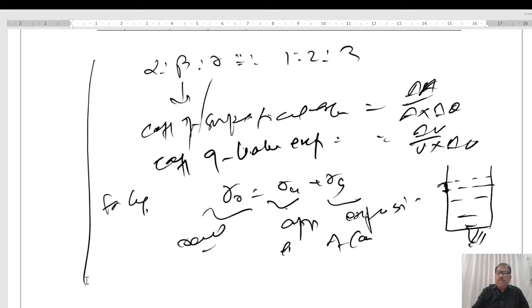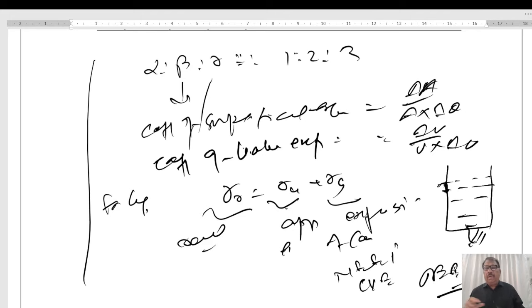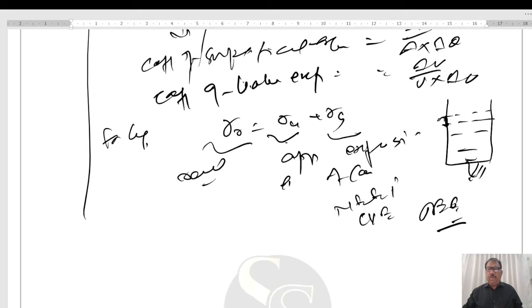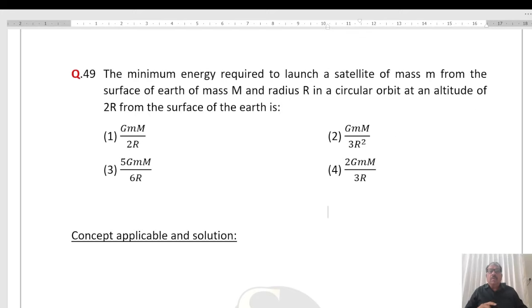All these concepts are very, very useful for NEET exams, CUET, JEE Main and Advanced and other entrance examinations. Now, next question. Question is, the minimum energy required to launch a satellite of mass m from the surface of Earth of mass M and radius R in a circular orbit at an altitude of 2R from the surface of the Earth is. Four options are given. One of the options is correct.